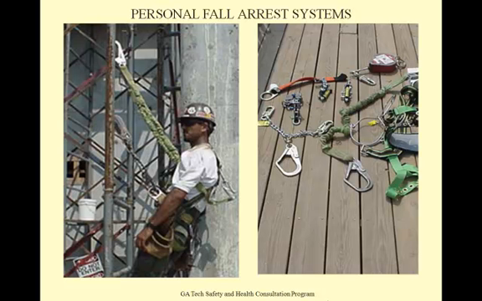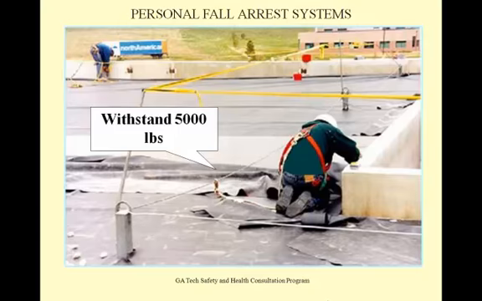The body harness should be worn so that the attachment point is located in the center of the wearer's back near the shoulder level. Fall arrest systems should be anchored higher than where the worker is located and should not allow the worker to fall a distance greater than 6 feet. The anchor point should not be used to anchor or secure anything except the worker.